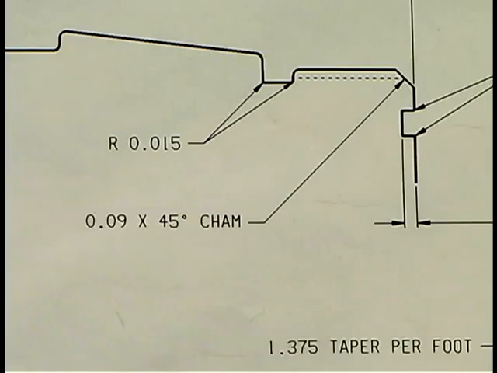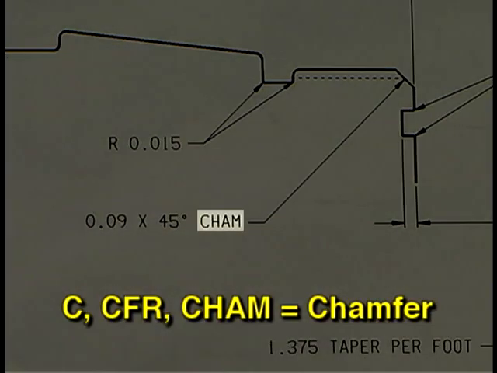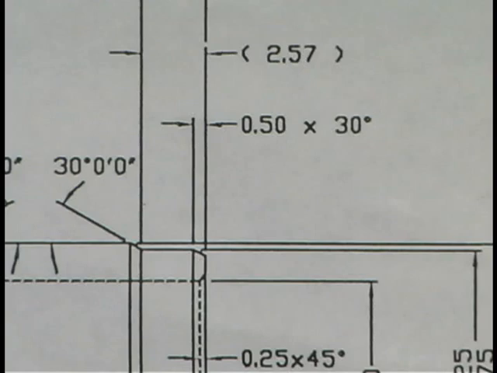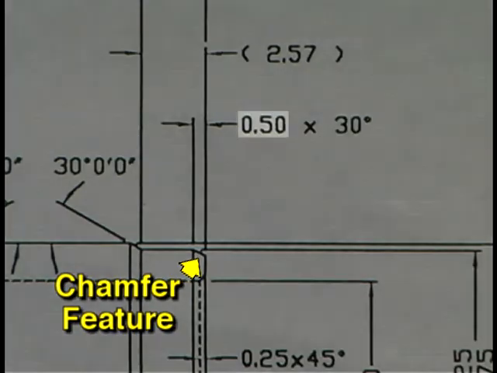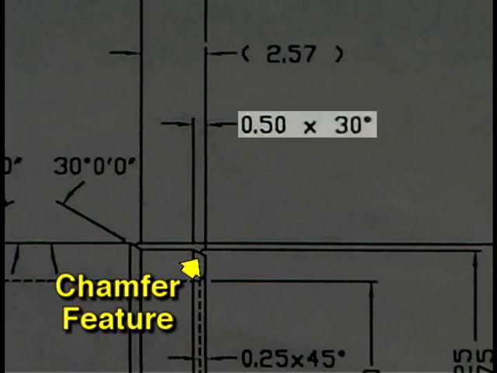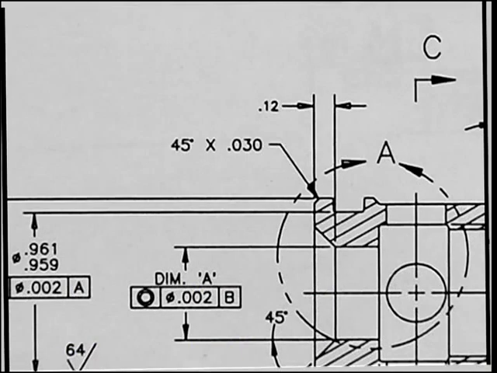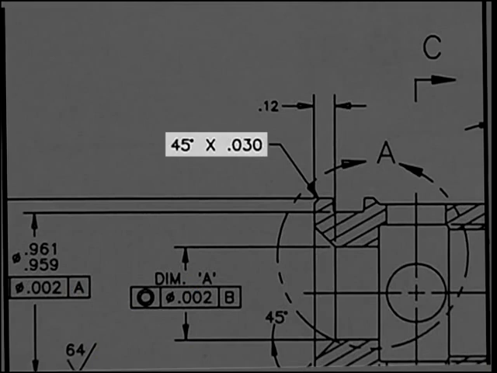The chamfer is the angle of the surface that connects two other surfaces. The abbreviations C, CFR, or CHAM may be used for the word chamfer on older prints. Typically, the size of the feature is noted on the print and is followed by the chamfer dimension given in degrees. For example, the size of this chamfer is 50 hundredths with an angle of 30 degrees. Some prints, however, will note the chamfer angle first and then the size of the feature.